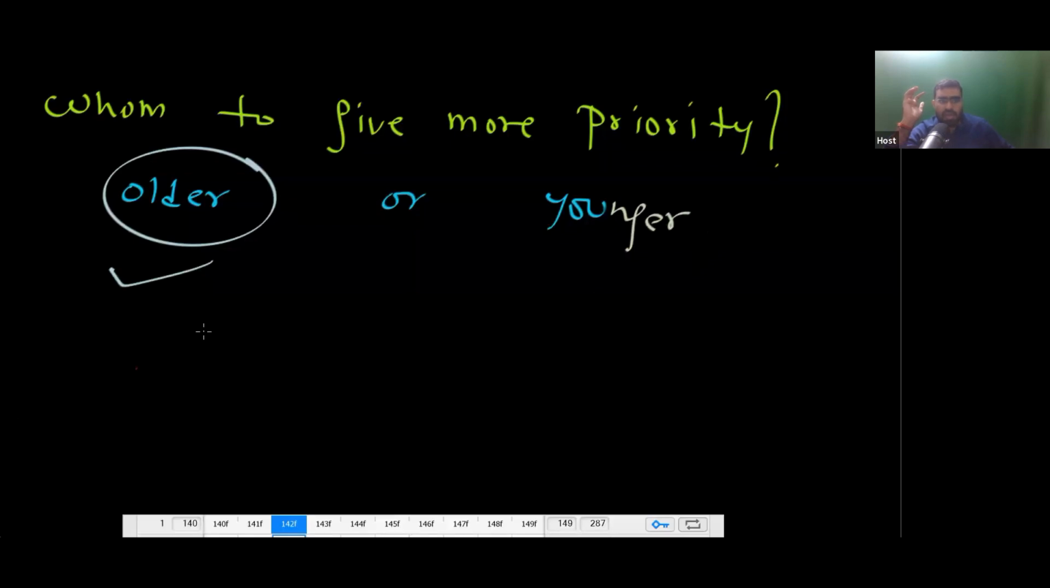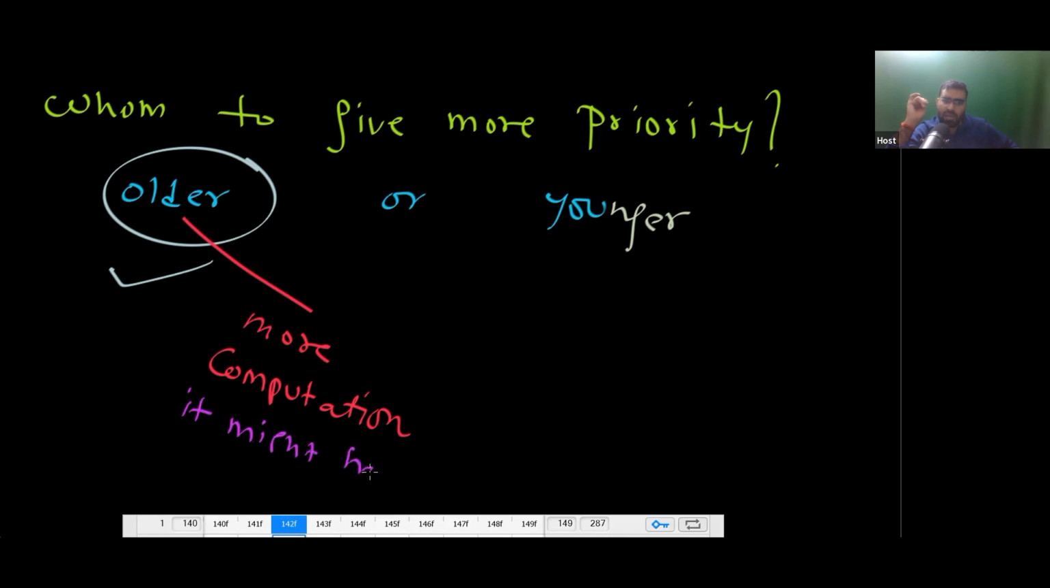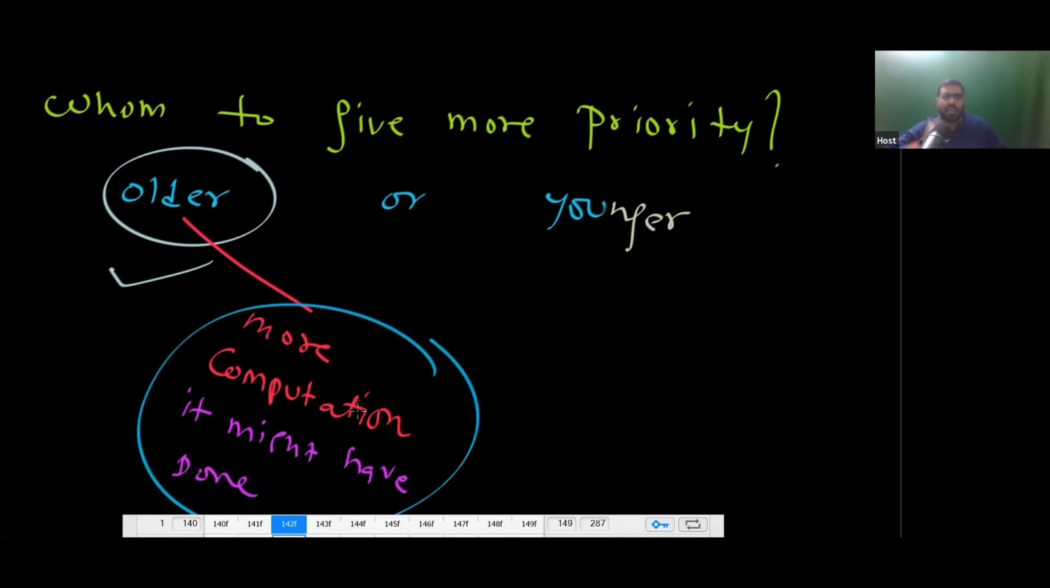Because if it is older, then it has done more computation. Yes or no? If it is older, then definitely maybe it has done more computation. There is a possibility that more computation it might have performed. Very simple point: if it is old, then more computation it might have done. So definitely we should give it more priority.